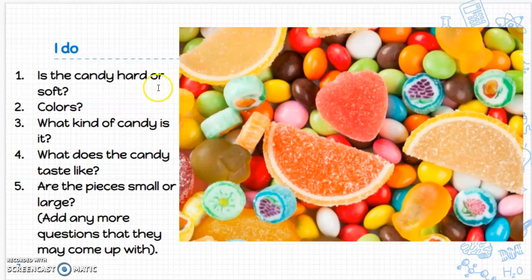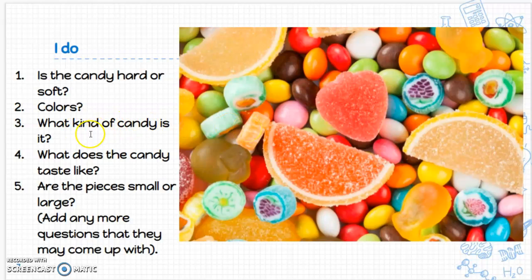So, is this candy hard or soft? This is a question I would ask because I notice that some of these candies are squishy and soft. I can tell that some of these are a little bit harder. This one would be squishy. I'm going to look, do they all have the same color? They're all different colors. That is obvious right away.